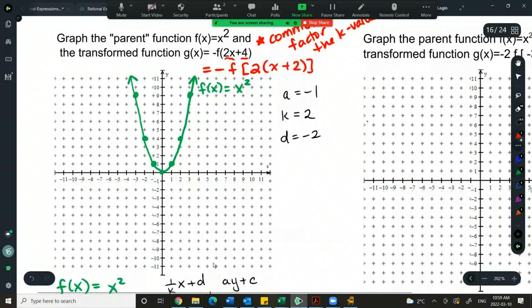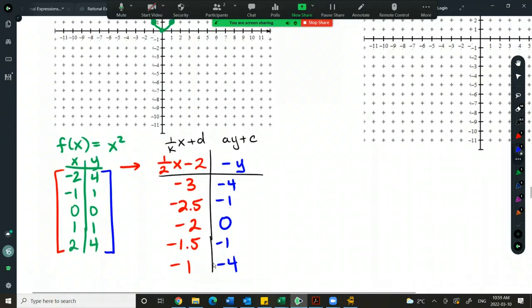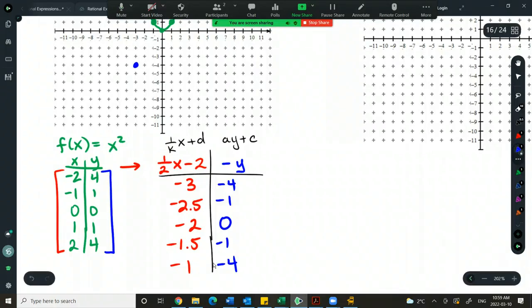And then transformed function. It's helpful maybe if you could do 2 colors if you have them. We'll graph each of these points. So -3, -4. -2.5, -1, that's like right here. -2, 0, right here. -1.5, -1, and -1, -4.